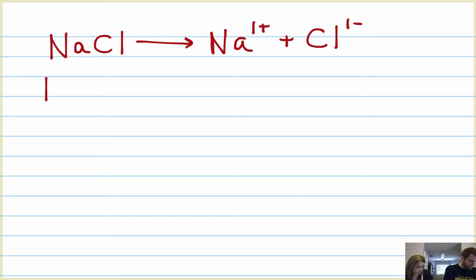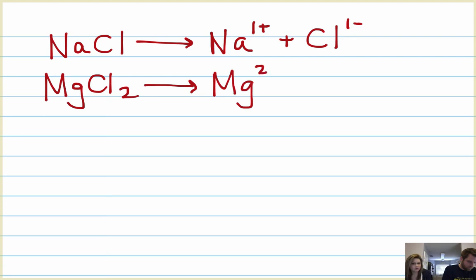Okay, so let's do magnesium chloride. Let me check those solubility rules real quick. Yup, it's soluble, and it's ionic. So it dissociates into magnesium, 2 plus, and 2 chloride ions, 1 minus. Why do I need 2 chloride ions? Because every time that compound breaks up, it gives you 1 magnesium and 2 chlorides. That's why it's MgCl2.